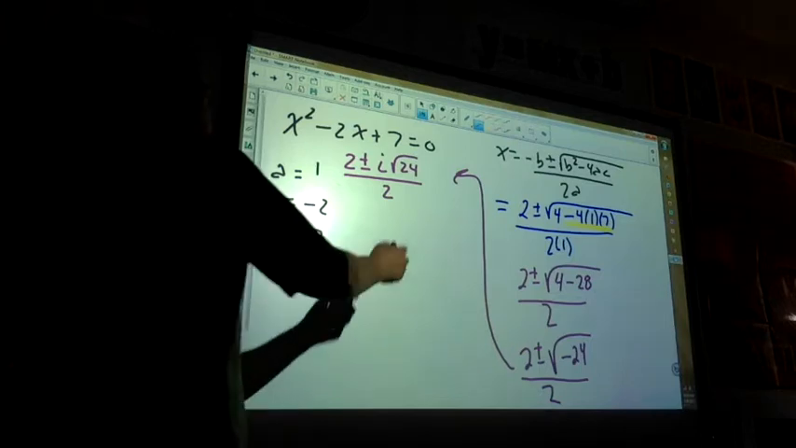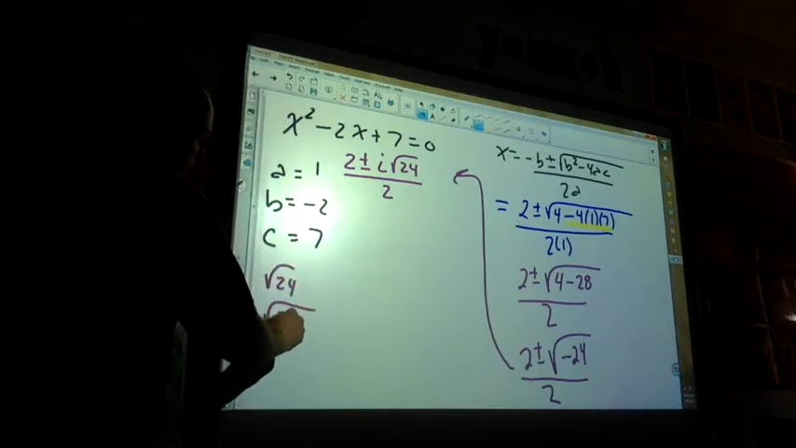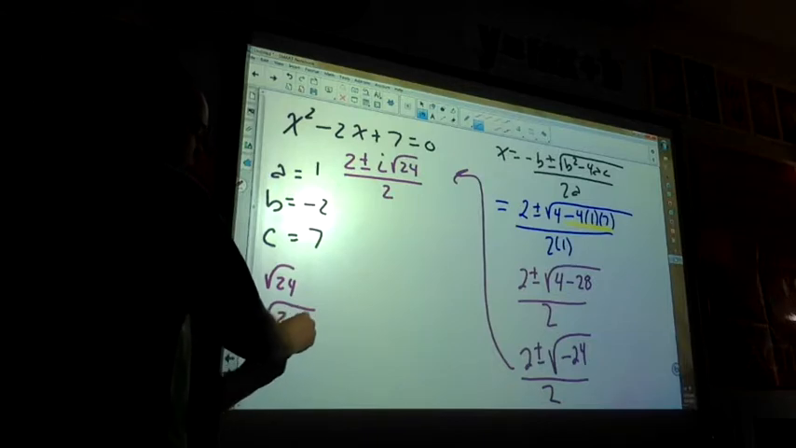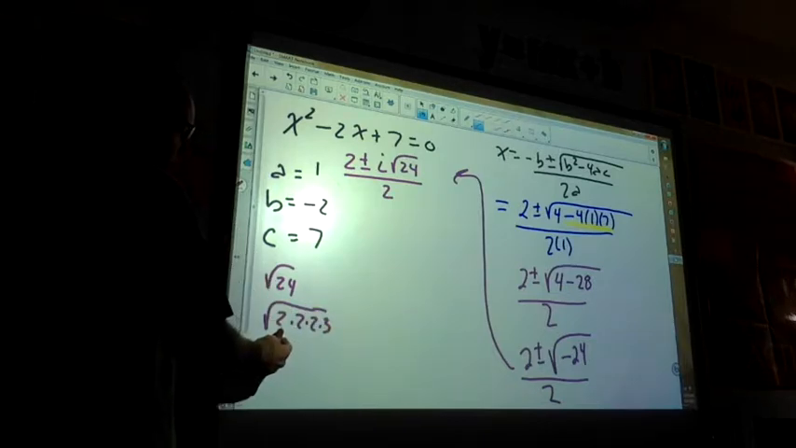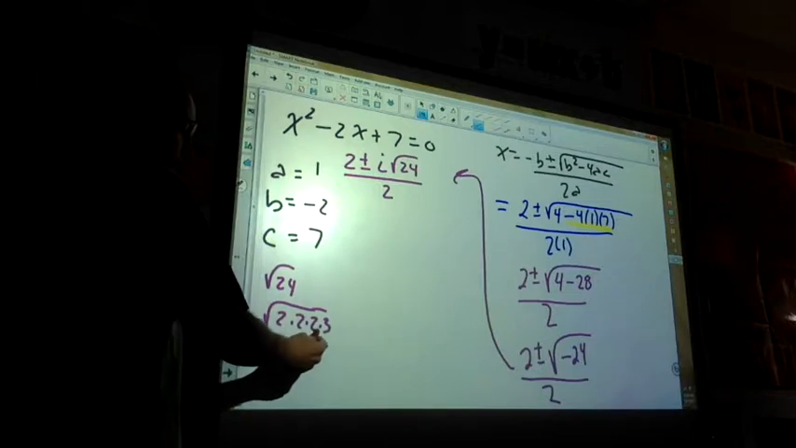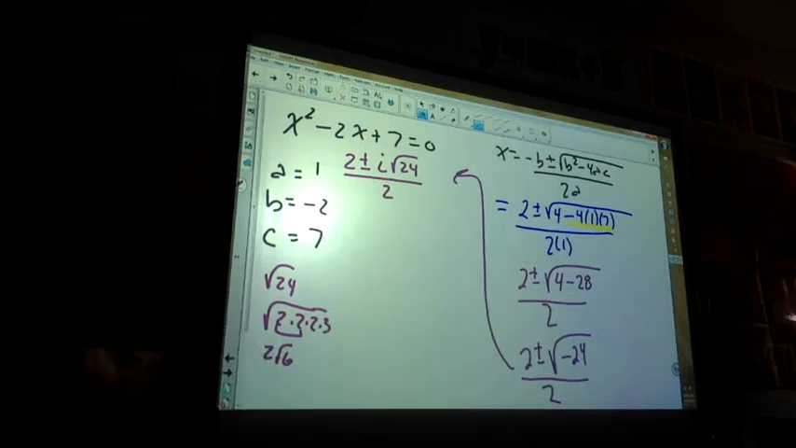So let's break down root 24. That is the same thing as 2 times 12. 12 is the same thing as 2 times 6. 6 is the same thing as 2 times 3. Let's double check. 2 times 2 is 4, times 2 is 8, times 3 is 24. Does everyone agree these are the same? I'm looking for a pair, so this becomes 2 root 6. Agree? So where am I plugging 2 root 6 in?